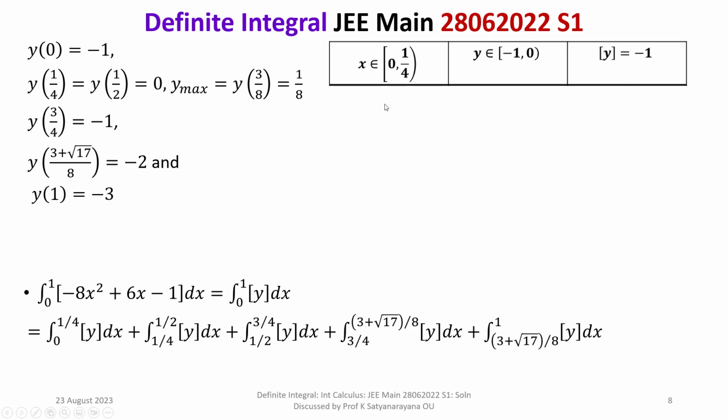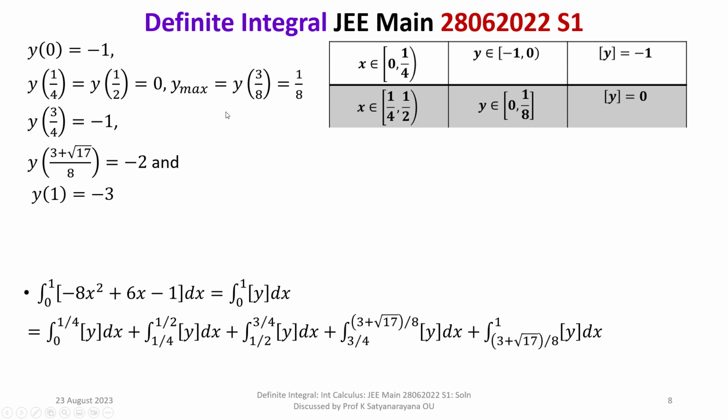That's what it says. Next, travel to 1 by 4 to 1 by 2. Both will take 0 values. But 0 to 3 by 8, it increases. It increases and it takes the maximum value 1 by 8. Therefore, y will take the values between 0 and 1 by 8. And in this bracket y is 0. This end. So bracket y is 0.